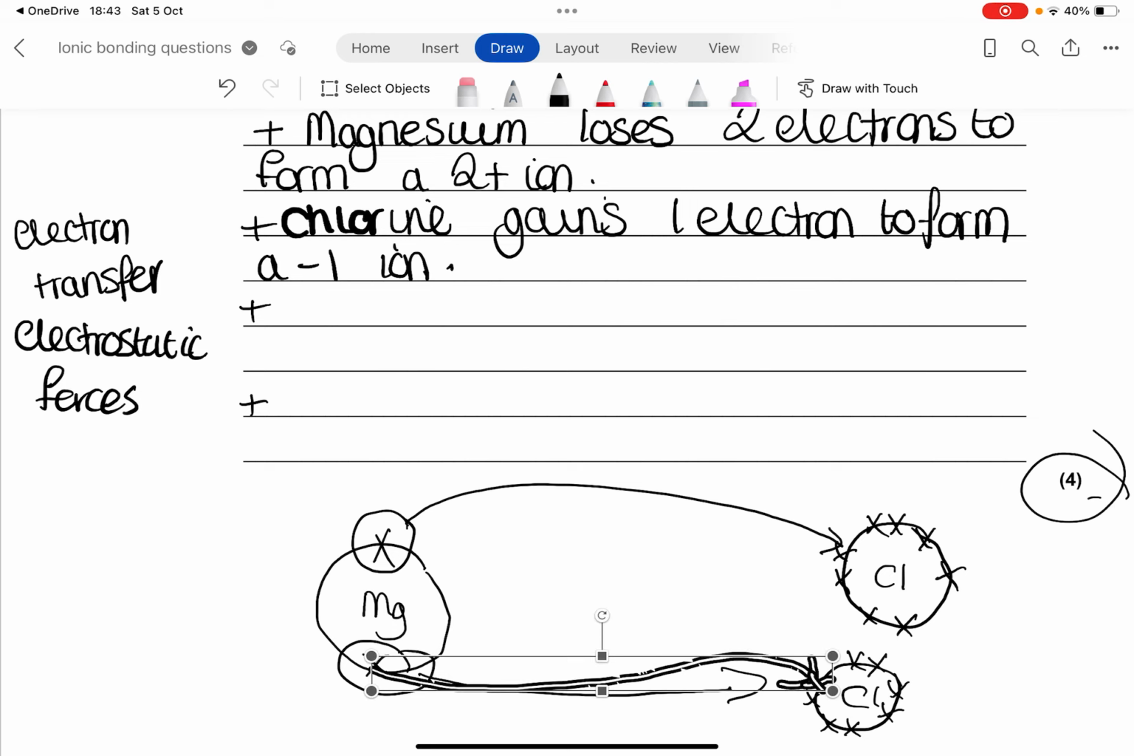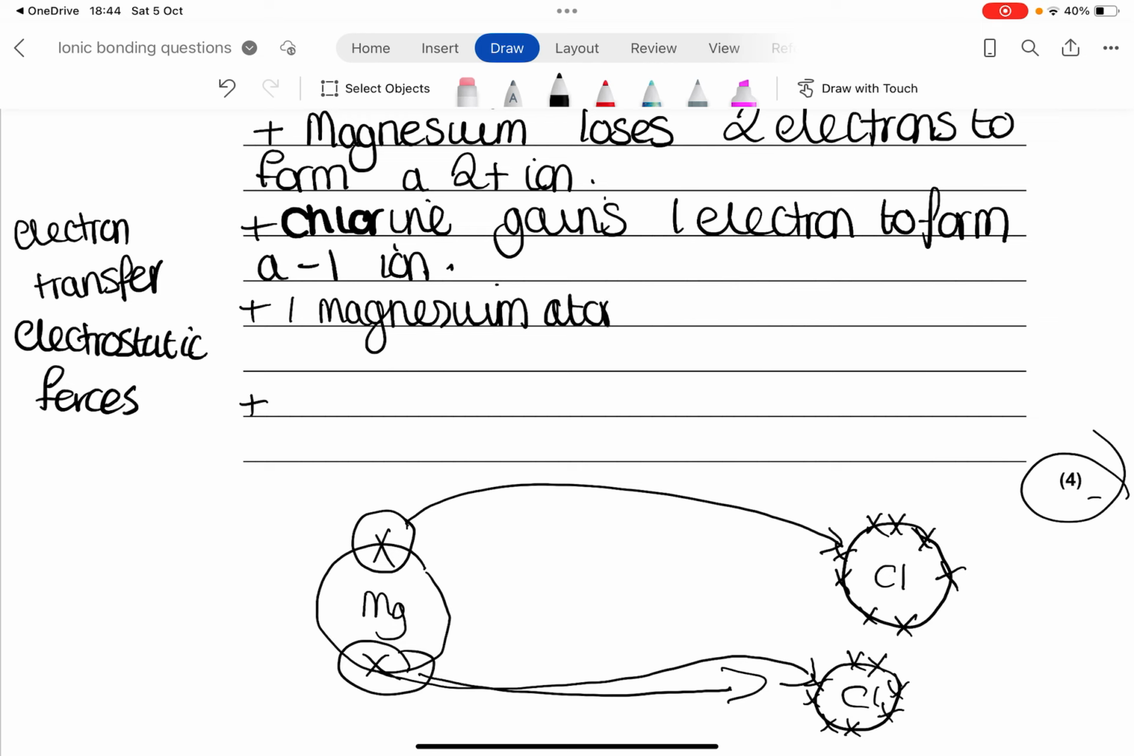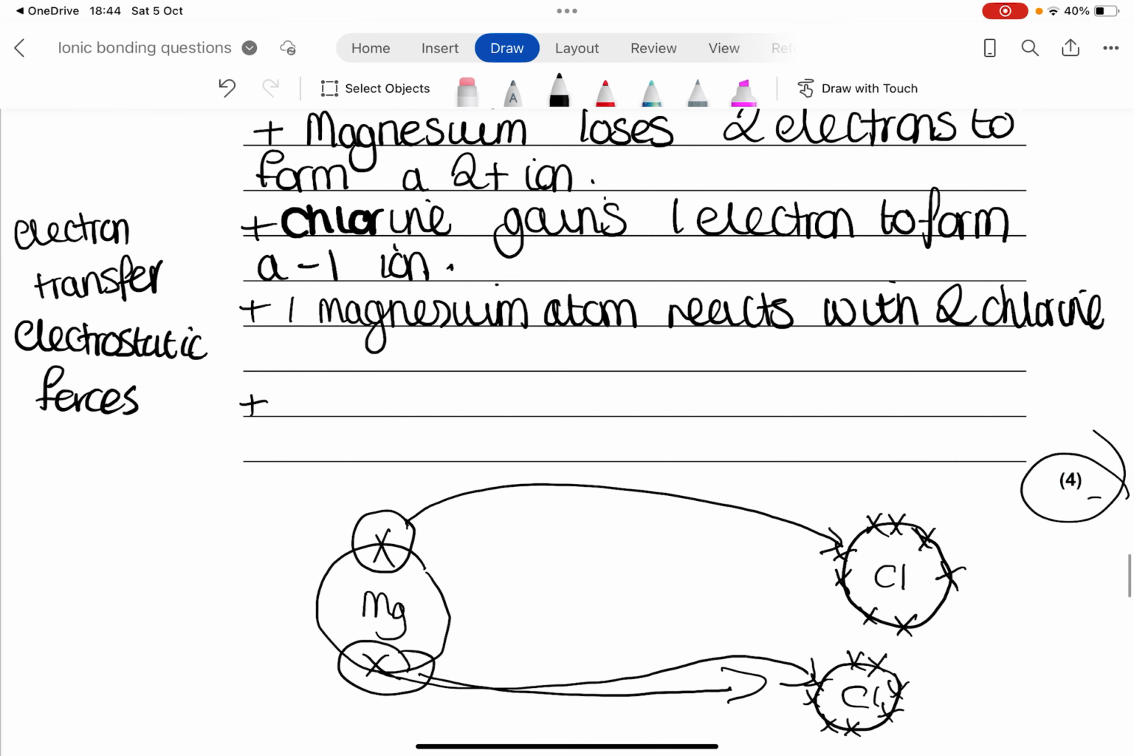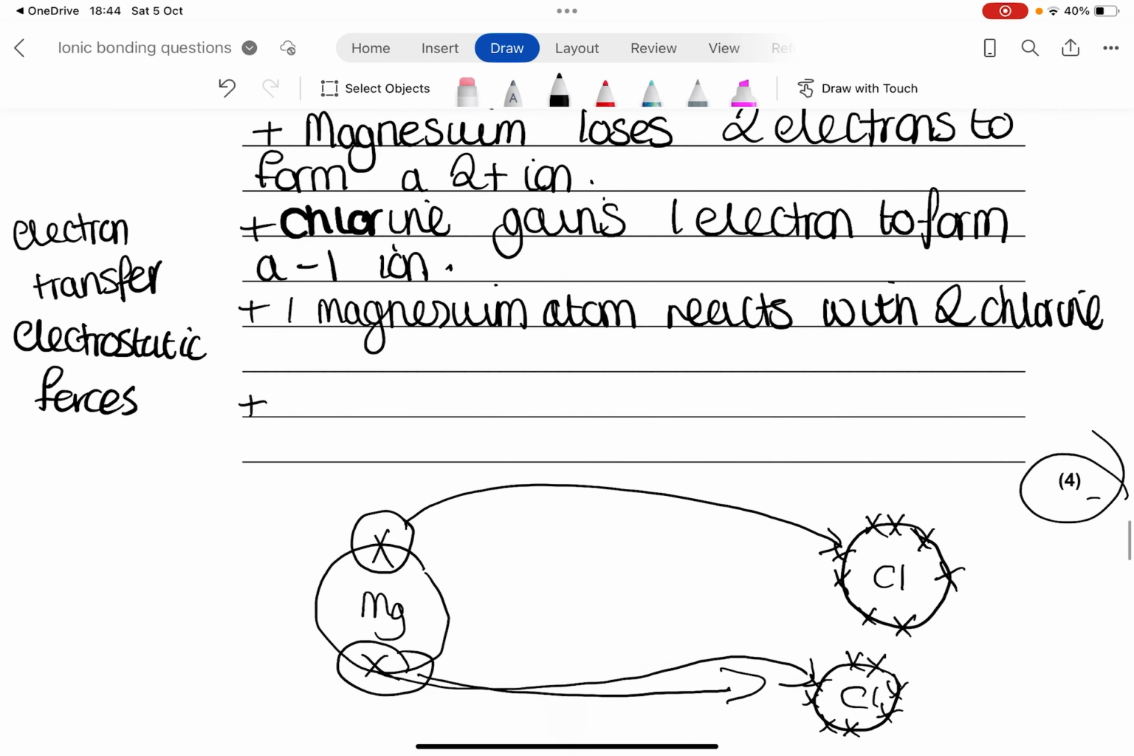So I'm just going to write 1 magnesium atom reacts with 2 chlorine atoms. Oops, sorry, hands get in the way.